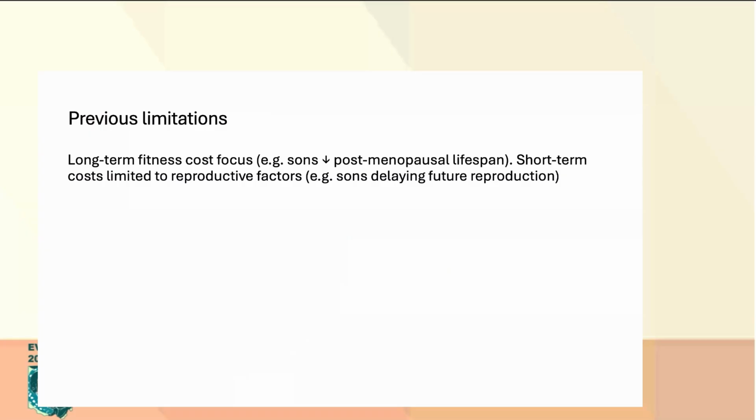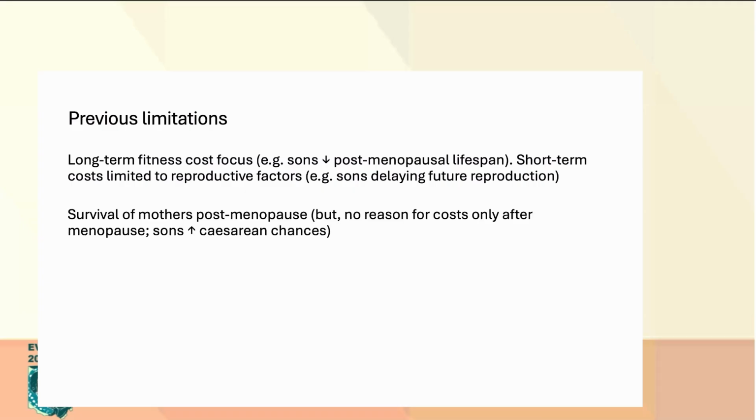And the shorter-term costs have been limited to reproductive factors, such as the effect of sons on future reproduction. So the survival studies that have looked at mothers that reach menopausal age have been looking at the cost after menopause. But there's actually no real reason that these costs should only occur after menopause. In fact, there's evidence that these should occur immediately after birth. For example, the occurrence of sons increases the likelihood of cesarean, which is a life-threatening condition to the mother and offspring.